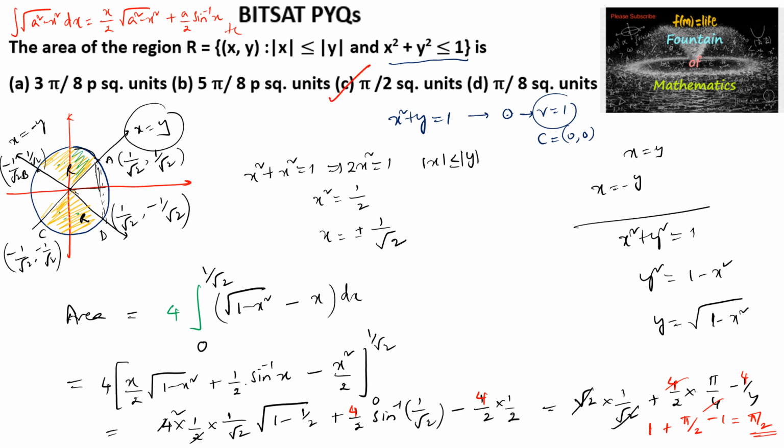So the area enclosed by mod x less than or equals to mod y, and x square plus y square less than or equals to 1 means interior of the circle. The answer is pi by 2.